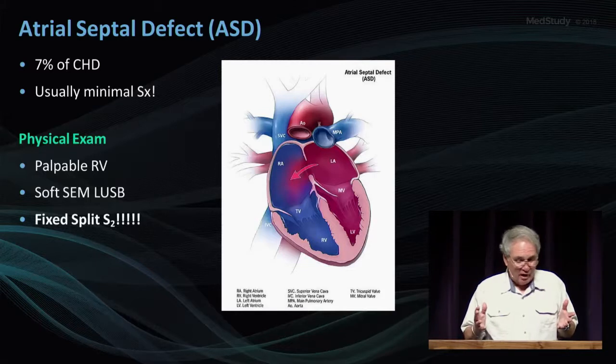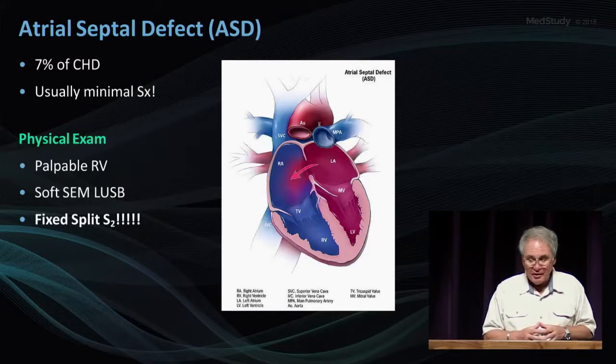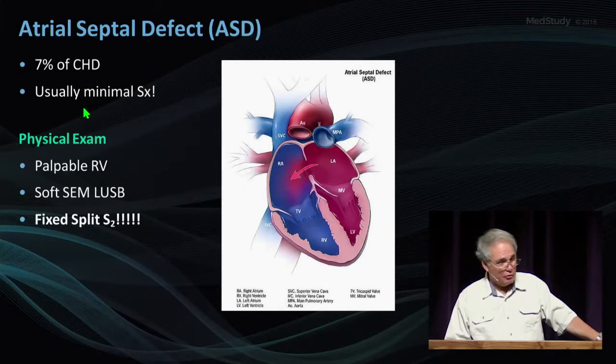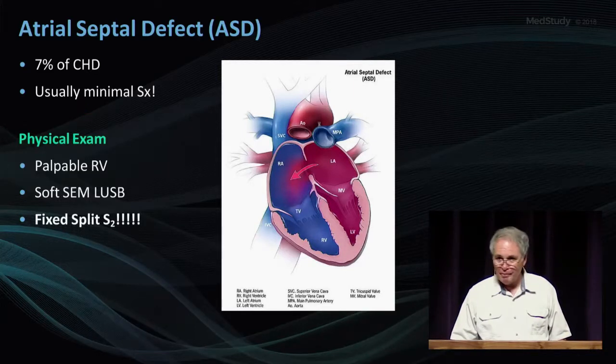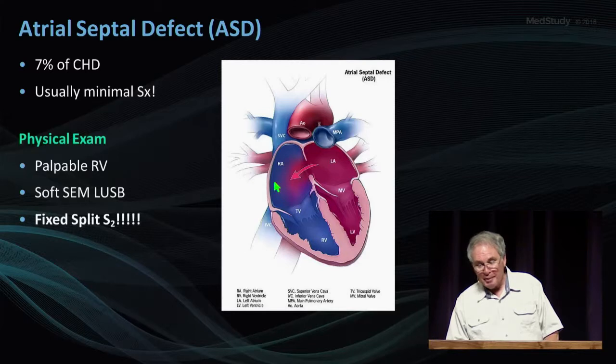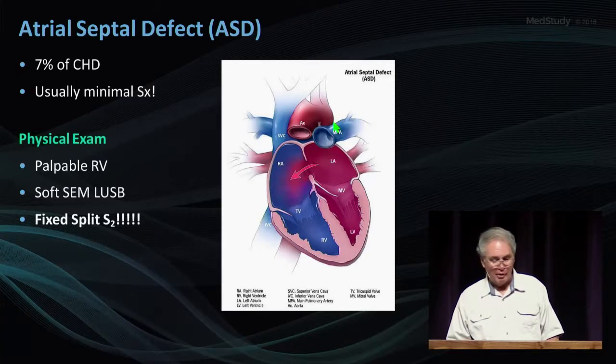The next very common site of left to right shunting is the atrial septal defect. 7% of congenital heart disease, usually minimally symptomatic. Atrial septal defects are really not often typically associated with symptoms and heart failure. What's happening here is blood is gushing from the left atrium to the right atrium. You don't hear that, okay? The right atrium full of blood enters the right ventricle and then is ejected out the pulmonary artery.